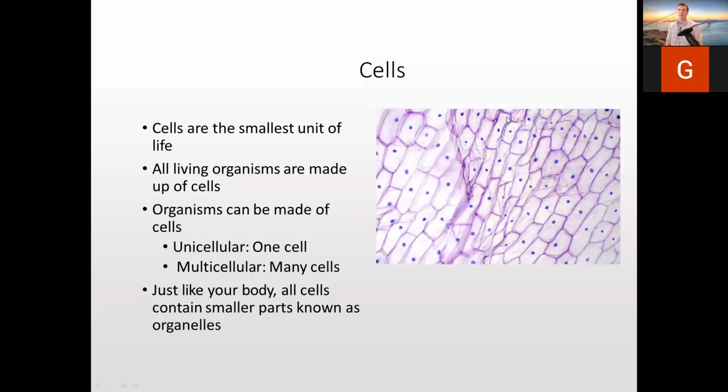So lab 3 is about cells. Cells are the smallest unit of life. All living organisms are made up of cells. Organisms can be made of cells in a unicellular fashion, which is just one cell, or they're multicellular, having many cells, like millions or billions. And just like your body, all cells contain smaller parts known as organelles.